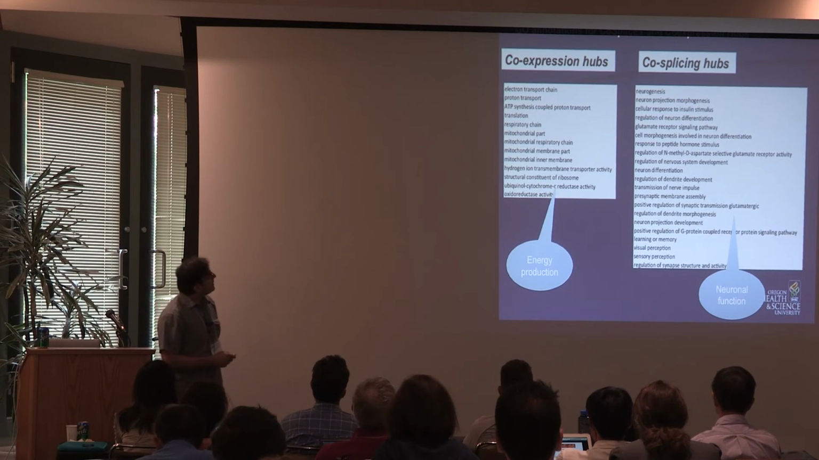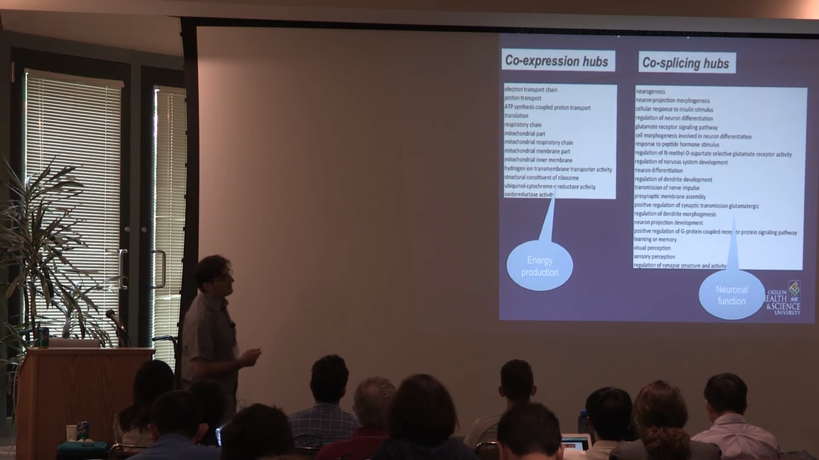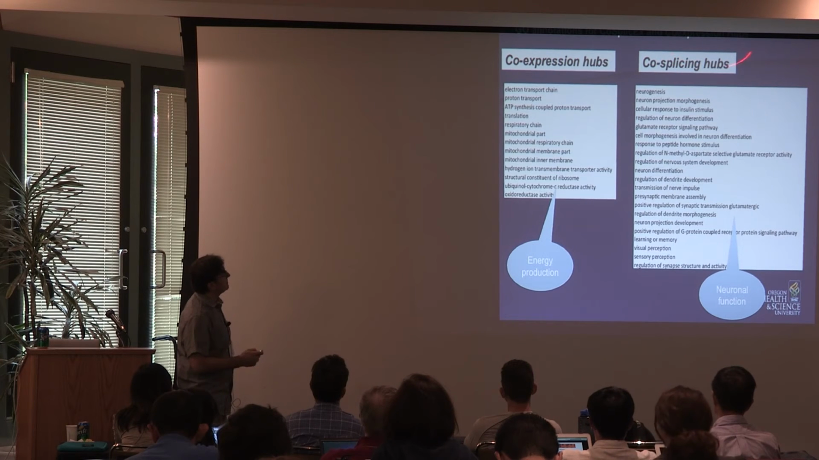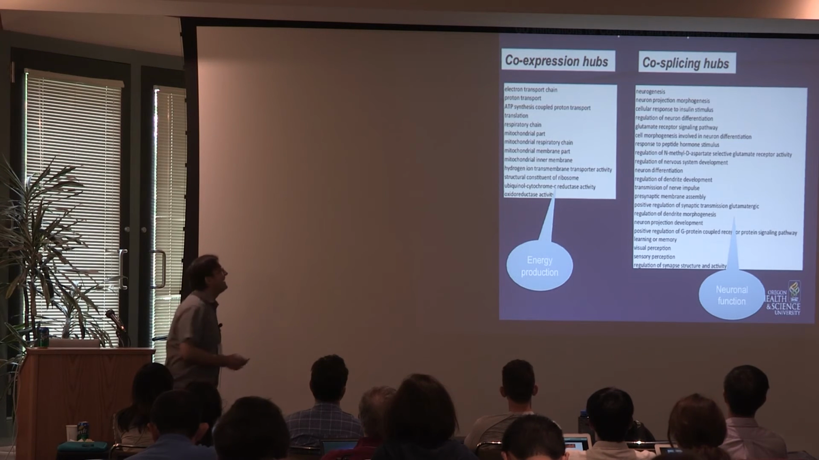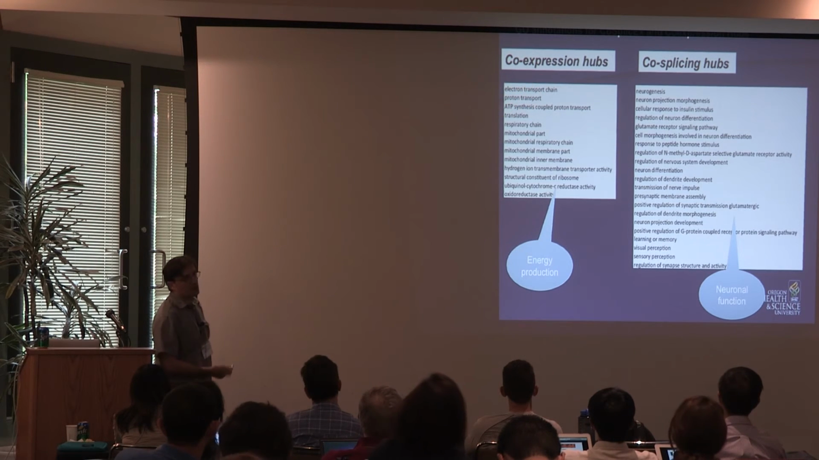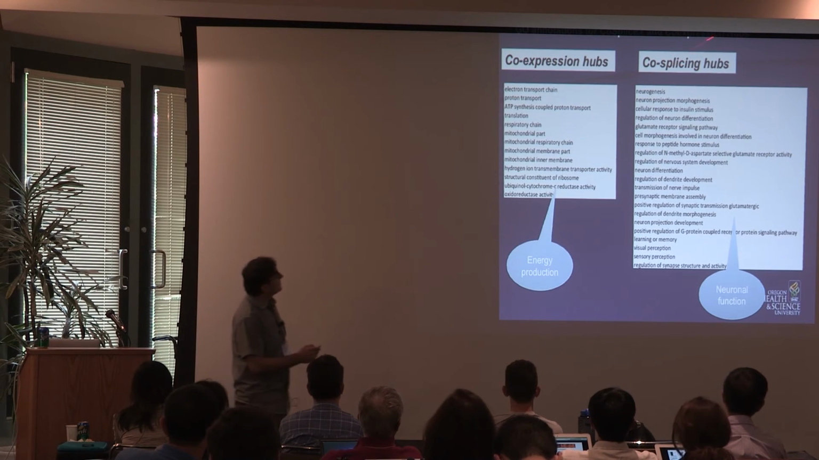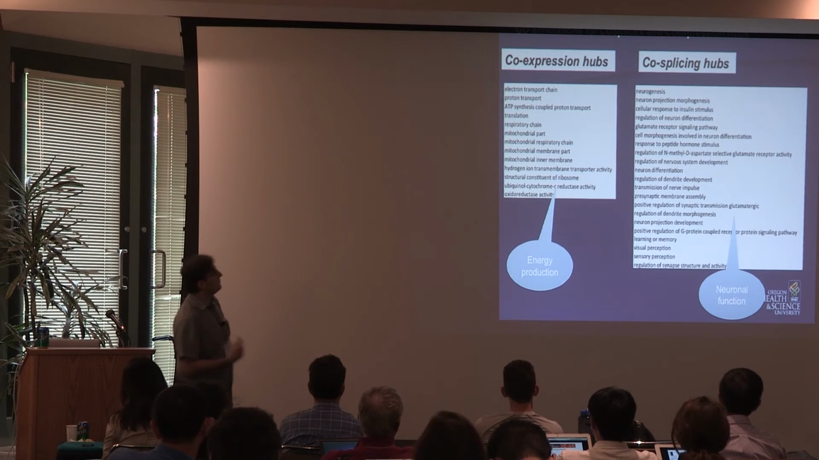So how does the annotation look for these genes? Remember, this is data from the mouse striatum. This is the slide that kind of sold my method to my collaborators. If you look at coexpression hubs, they're short genes, and they're involved in things that I would describe as energy production. If you look at the co-splicing hubs, what do you see? Neurogenesis, synaptic genes, neuron differentiation. So it was very striking.